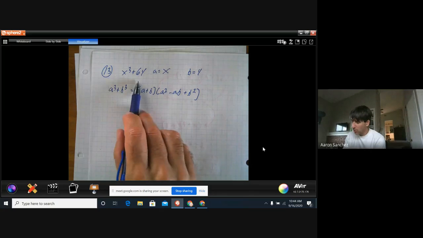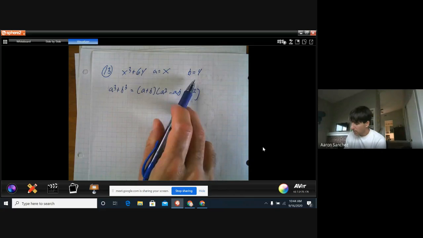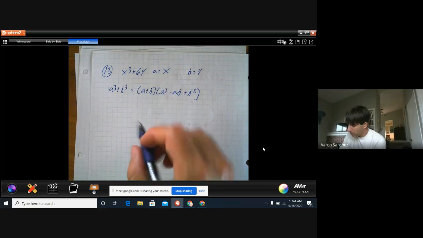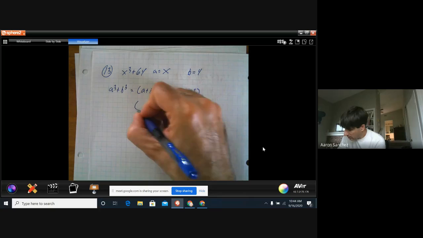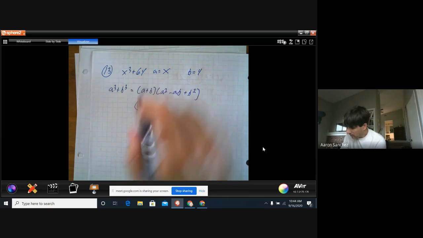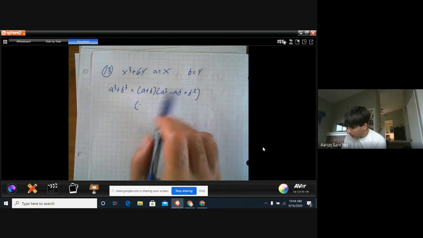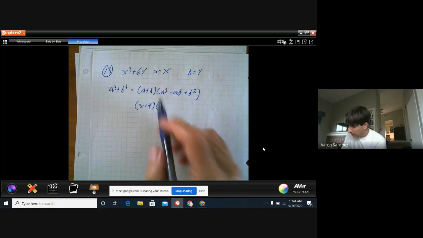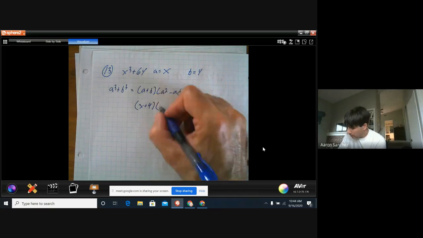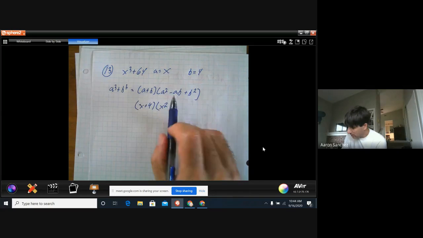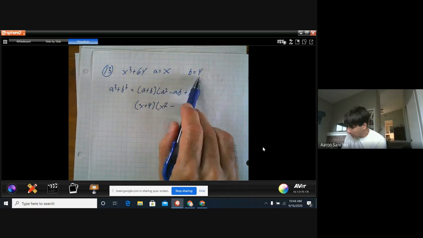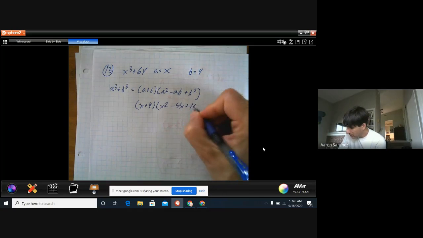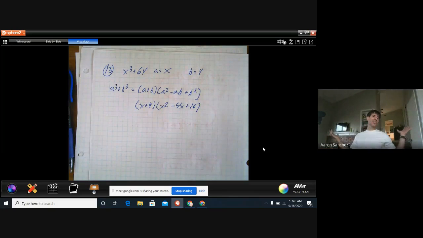So you want to take the cube root of this, and that'll be your b, and the cube root of that, that'll be your a. Okay? So now that I have that, we just mirror this. It's a plus b. So my a is x, my b is 4. So it's x plus 4 times x squared minus a times b, which is 4x, plus b squared, 16. And that's all you got to do.